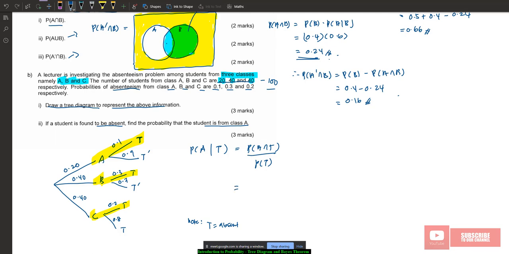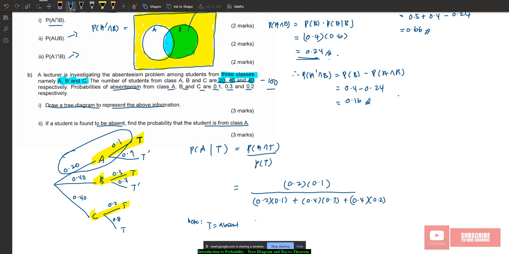So let's do the denominator first. Denominator: 0.2 multiplied with 0.1 plus 0.4 multiplied with 0.3 plus 0.4 multiplied with 0.2. So this is what we will get for probability T. If you want to find probability of A intersect T, it should be 0.2 multiplied with 0.1. So you calculate this, you will get the value of probability of A given T.